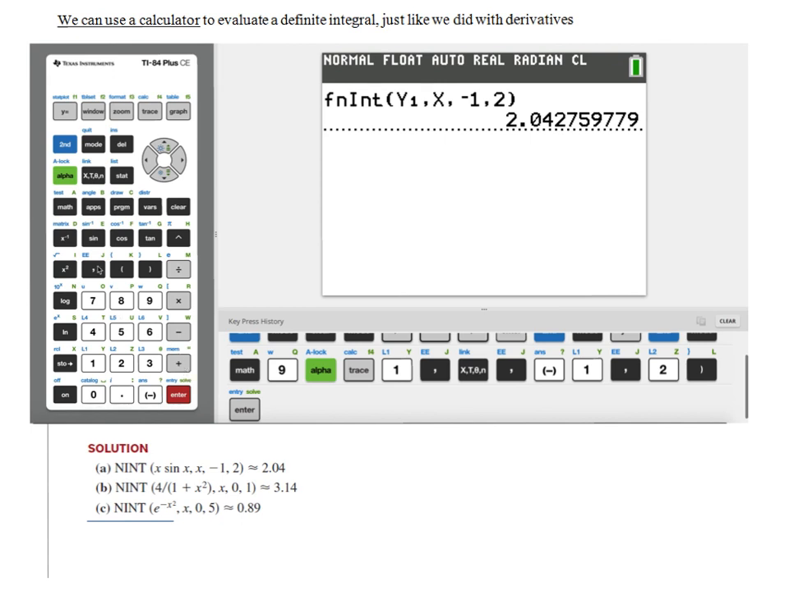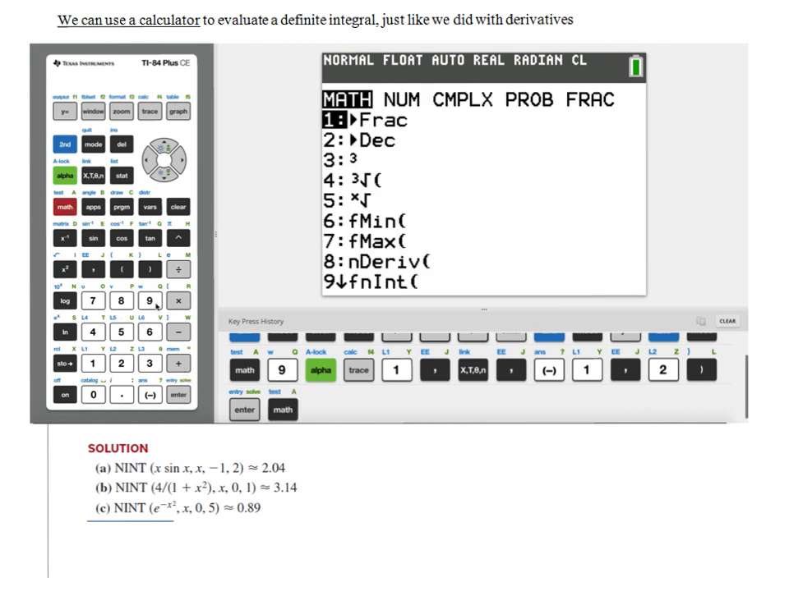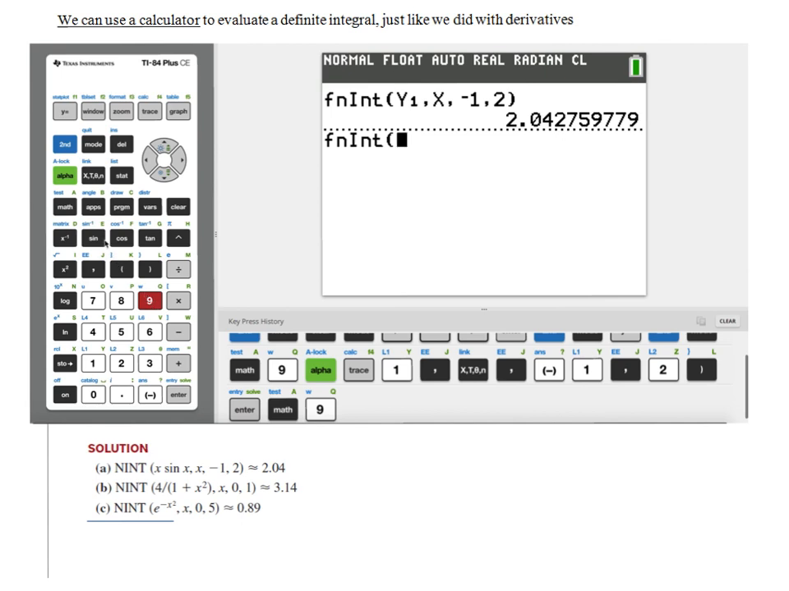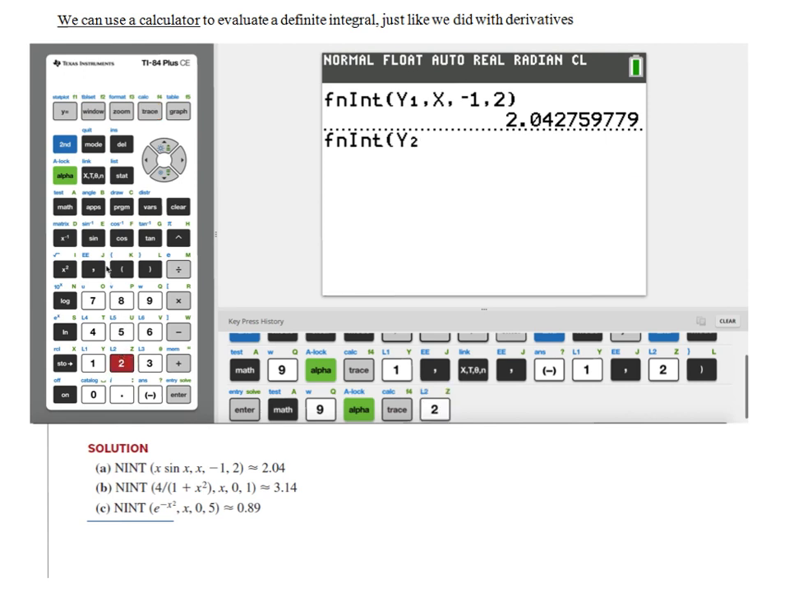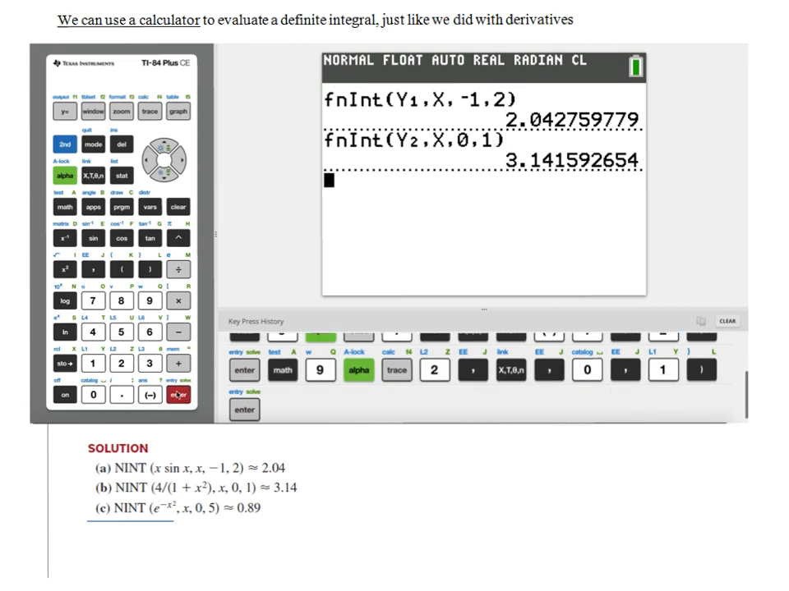For the second one, again I go math 9 for finite integral. This time we're going to use the function stored in y2, so alpha trace 2, then comma x, and again comma, and the lower bound on this one is 0, comma, upper bound 1, close the parenthesis, and there's the value of the integral.